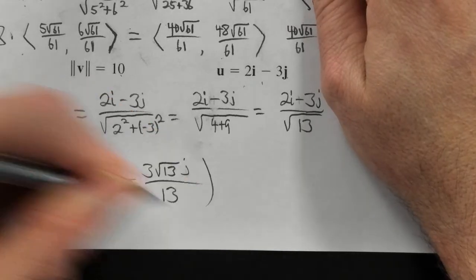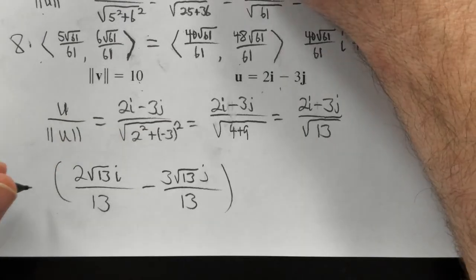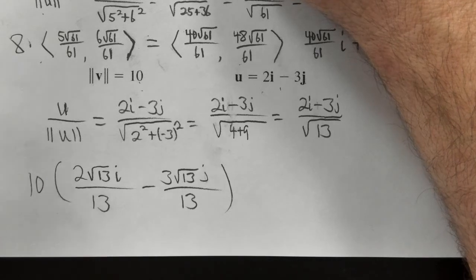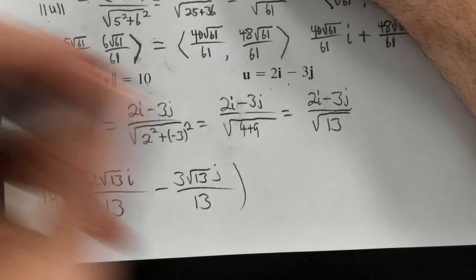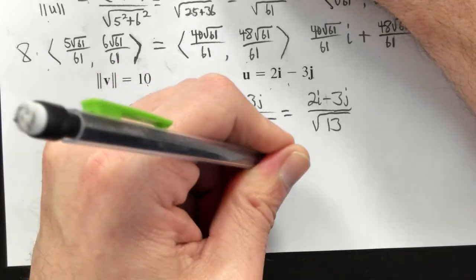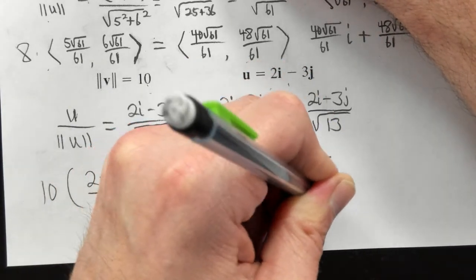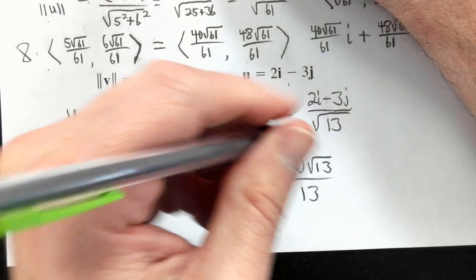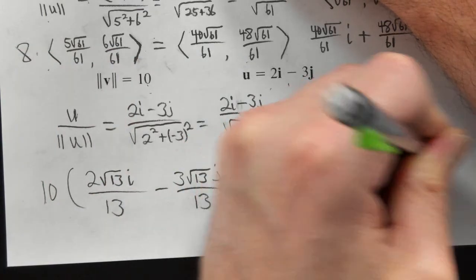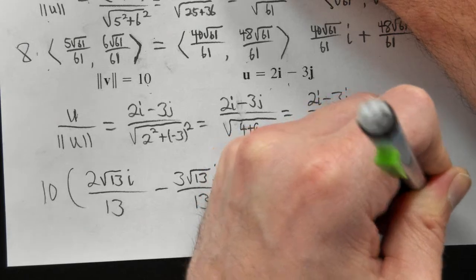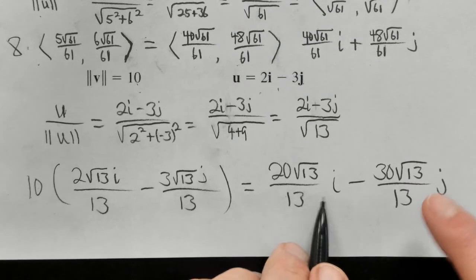But I need to now multiply this times 10, because I need one not with a magnitude of 1 in the same direction, but a magnitude of 10 in the same direction. So when I multiply that out by 10, here's what we get: 20 square root of 13 over 13 i minus 30 square root of 13 over 13 j, and that's the final form of the answer that we want.